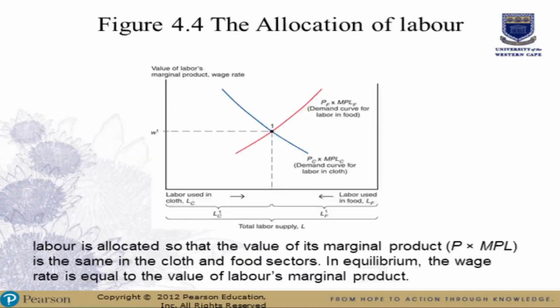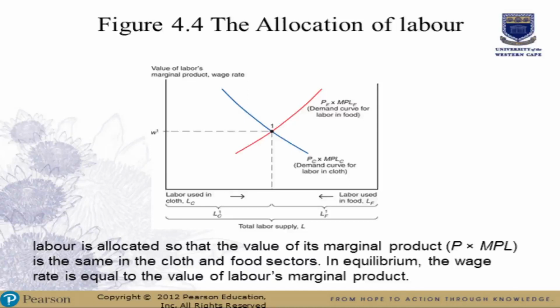Figure 4.4 represents the labor demand curve for cloth and food. The demand curve for labor in the cloth sector is denoted PC times MPLC. Note that this curve is identical to the marginal product curve in 4.2. The demand curve for labor in the food sector is denoted PF multiplied by MPLF, and is derived in the same way as that for cloth. However, it has been flipped around so that its values are measured from the right.